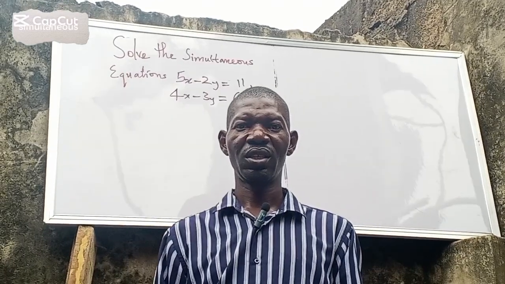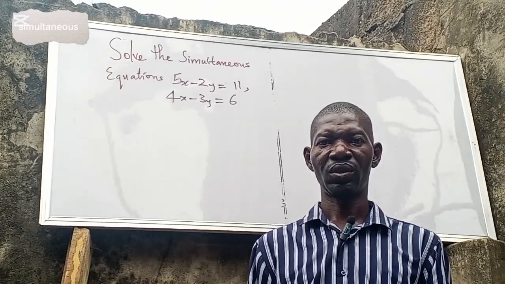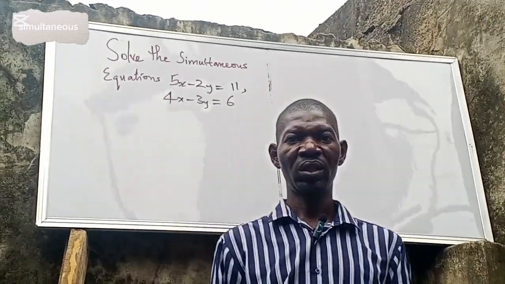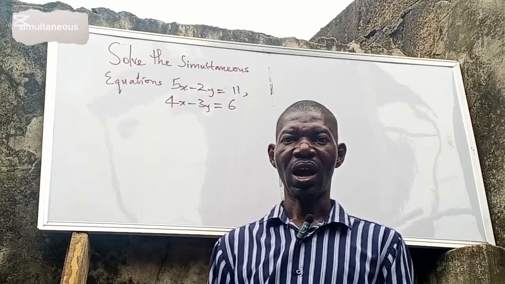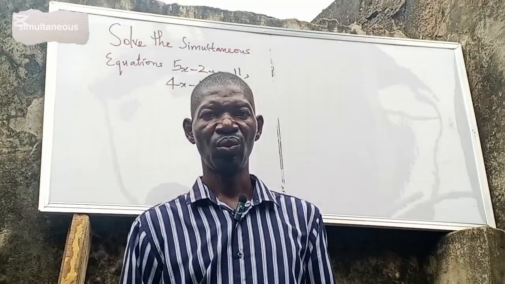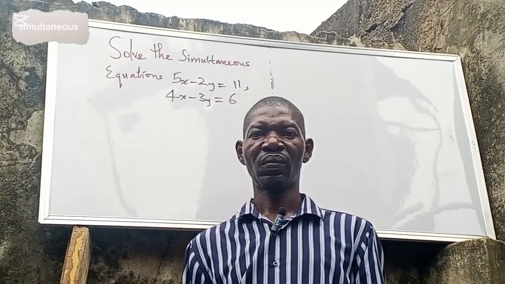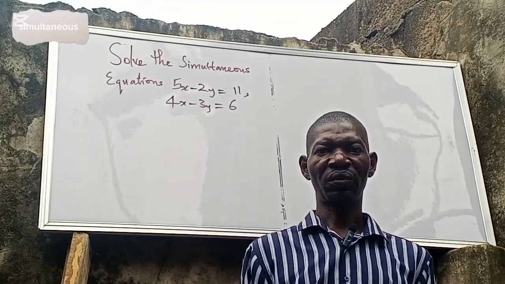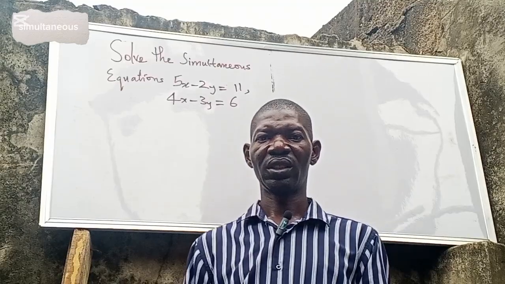Most students still get simultaneous equations wrong when the coefficients are greater than 1. In this tutorial, I will show you a simple step-by-step elimination method to solve them correctly every time.